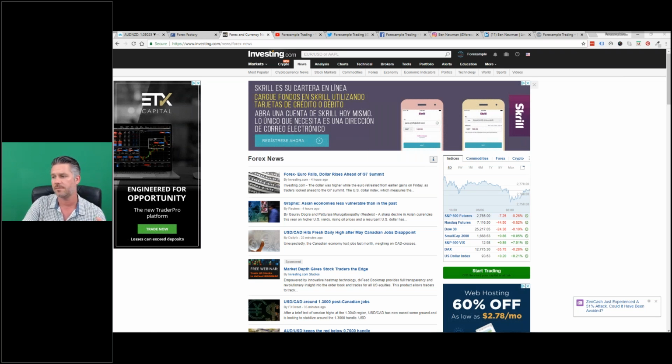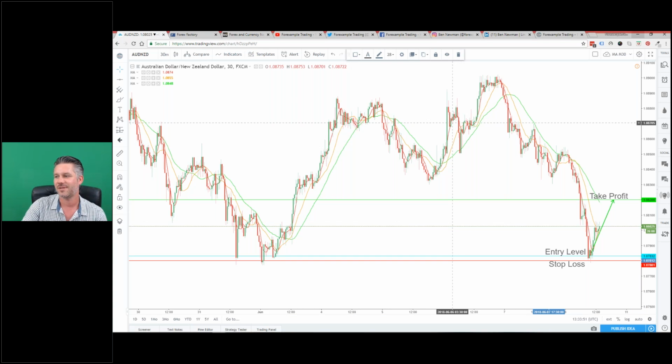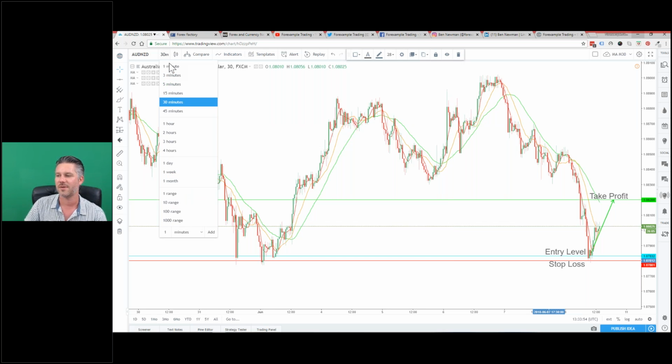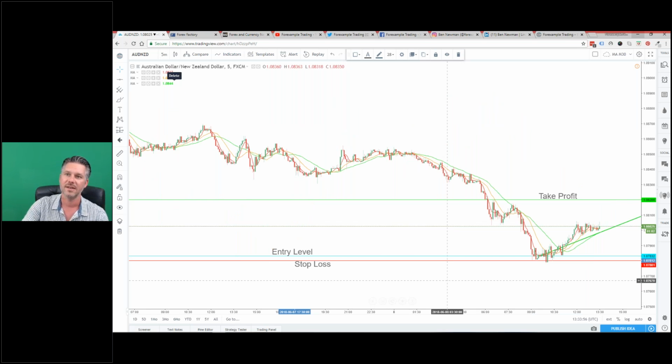Is that a good system? I really like it. I think it's very user friendly. I'm absolutely gutted that I exited this trade. Let's have a look on a 5-minute. Yeah, look, it's almost following exactly that line there.